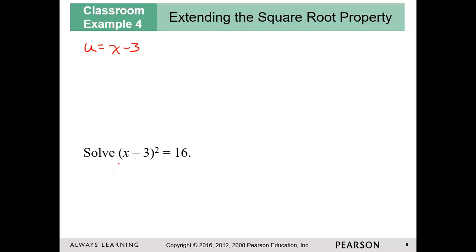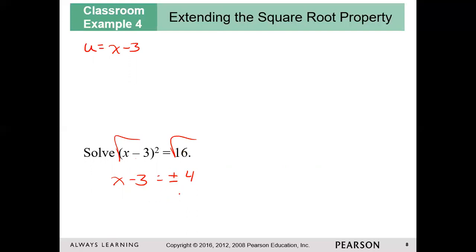So don't get too concerned that there's a binomial inside here. You can still take the square root of both sides, and you end up getting x minus 3, because the square root and the square cancel each other out, is equal to positive negative 4, because the square root of 16 is positive and negative 4 here.